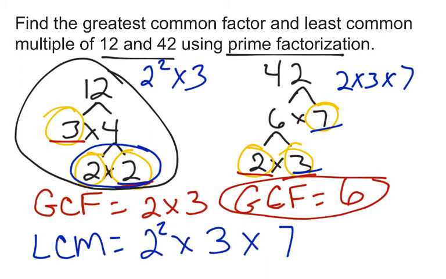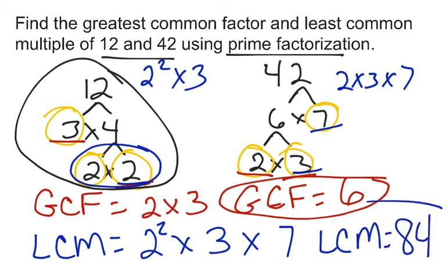So then I just multiply all the numbers together. So I have 2 times 2, which is 4, times 3, which is 12, times 7, which is 84. So my greatest common factor between 12 and 42 is 6, while my least common multiple is 84.